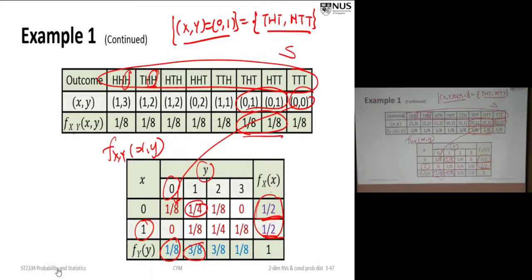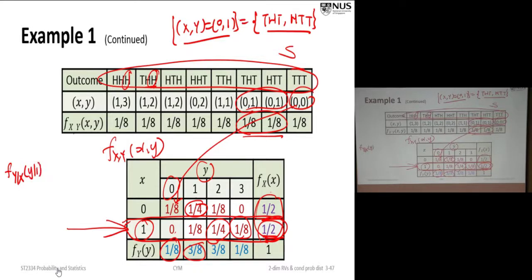So now, if we know that x equals 1, what does it mean? It means that we now concentrate on this row with x equals 1. So it involves the outcomes x equals 1, y equals 0, x equals 1, y equals 1, x equals 1, y equals 2, x equals 1, and y equals 3. Involve all this. So the probability will be the joint PDF divided by half. All right, so the conditional distribution of y given x equals 1.